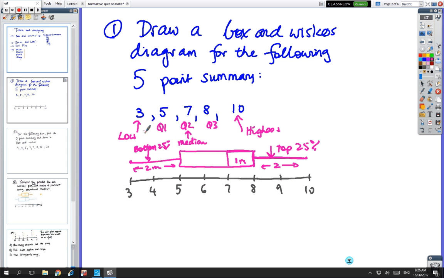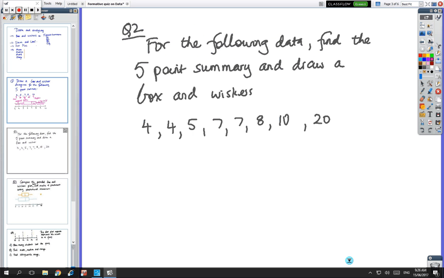So when you're given the 5 numbers, they're in order: lowest, Q1, Q2, Q3, and the highest. Okay, so for this next question, we have to find a 5-point summary and draw the box and whiskers. So we need to have the lowest, Q1, Q2, Q3 and the highest, and then that becomes our box and whiskers. So again, if you want to pause, do so. Otherwise, just stay online and watch what I do.